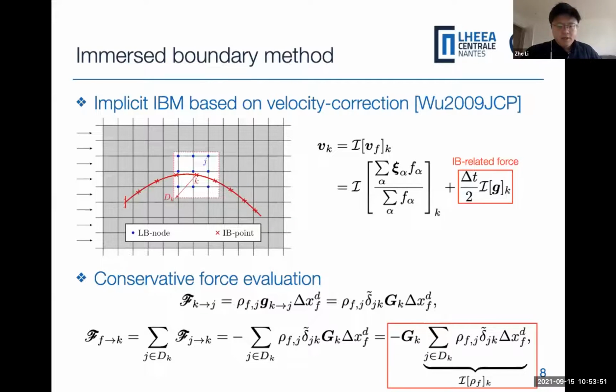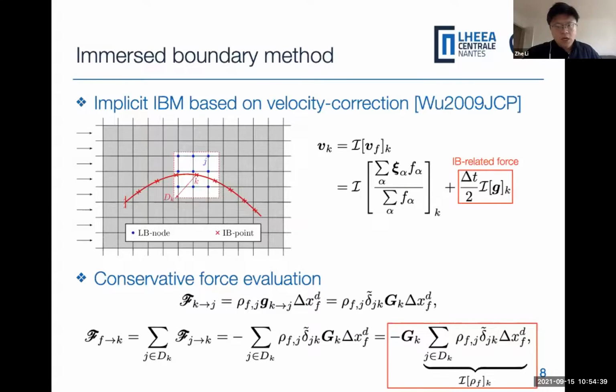As you can see, at the spreading stage, the J-th LB node will receive a force from the K-th Lagrangian point. It's a force from K to J. By means of Newton's third law, if we use this formulation to compute the force applied from the fluid subdomain to the K-th immersed boundary point, we can assure exact conservation of linear momentum. And this term is simply the interpolated fluid density at the K-th point.